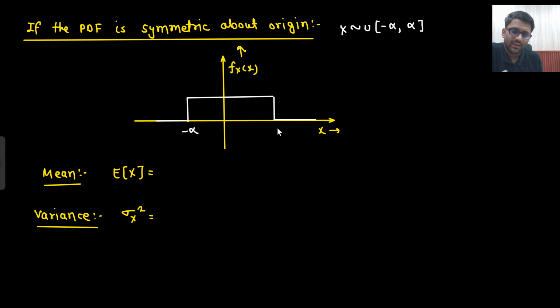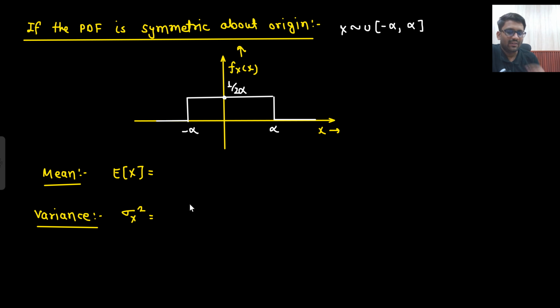Uniformly distributed between minus alpha to plus alpha. Right? And what is the amplitude? 1 by 2 alpha. Very simple. Because what is the width here? This width is 2 alpha. If you want to make the whole area equal to 1, this has to be 1 by 2 alpha, because 1 by 2 alpha into 2 alpha will be 1 only. Right? So the amplitude is 1 by 2 alpha.